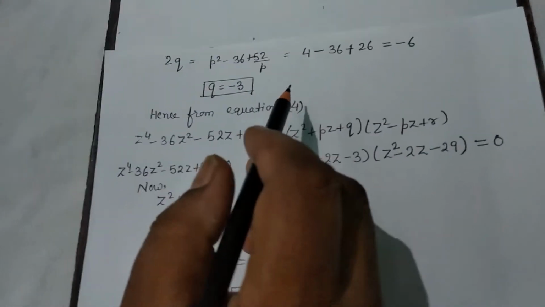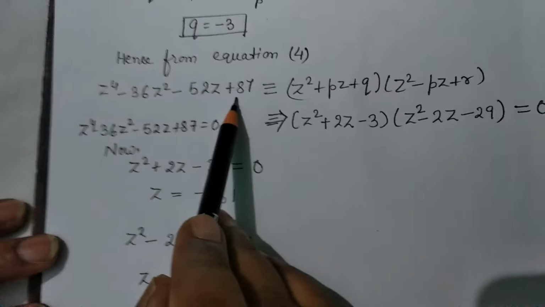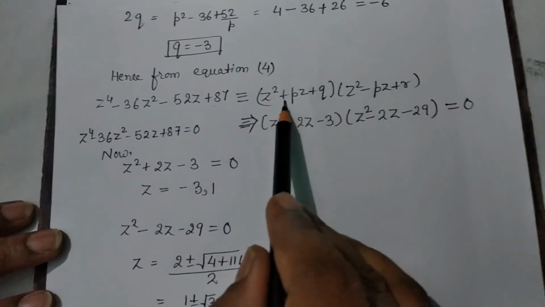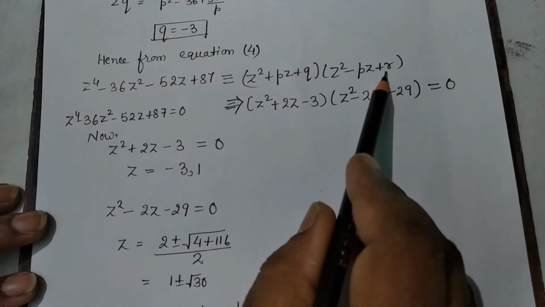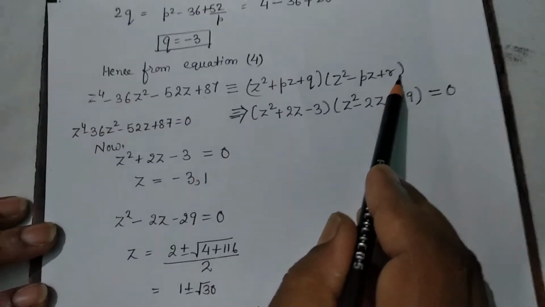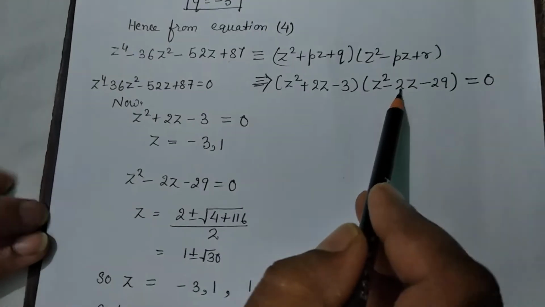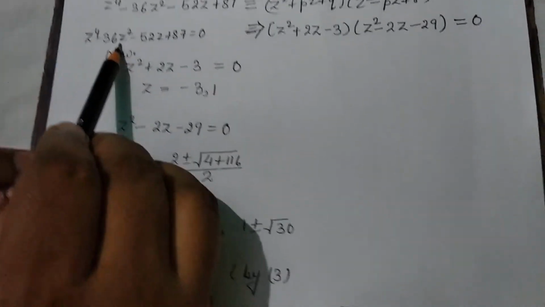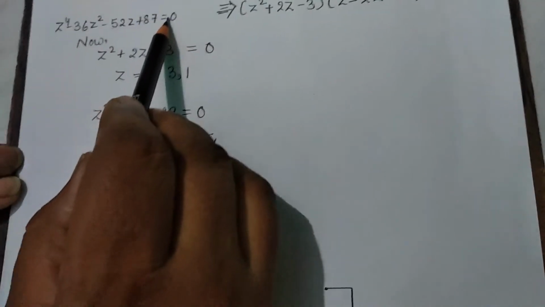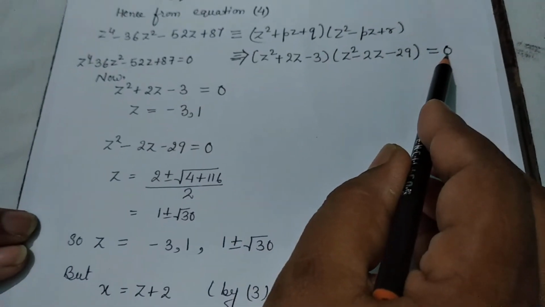Now from equation number 4, z to the power 4 minus 36z square minus 52z plus 87 is equal to (z square plus pz plus q) into (z square minus pz plus r). So putting the value of q and r here will give (z square plus 2z minus 3) into (z square minus 2z minus 29). So if z to the power 4 minus 36z square minus 52z plus 87 is equal to 0, we'll equate these to be equal to 0.